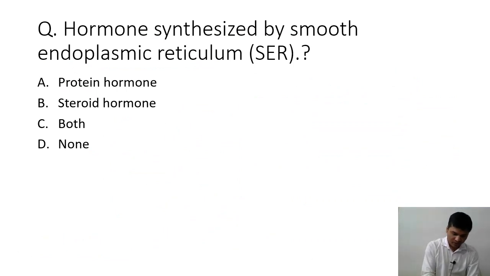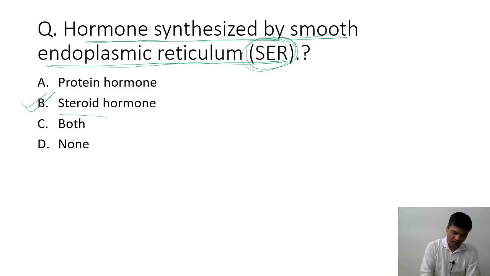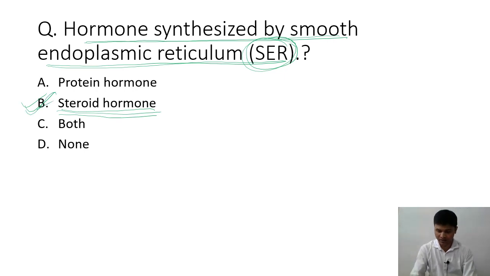Hormone synthesized by the smooth endoplasmic reticulum. I think all of you know the answer, so nothing to say. The answer is steroid hormone, so there is no confusion here. So this is a very simple answer, and I think everybody marked it correctly.